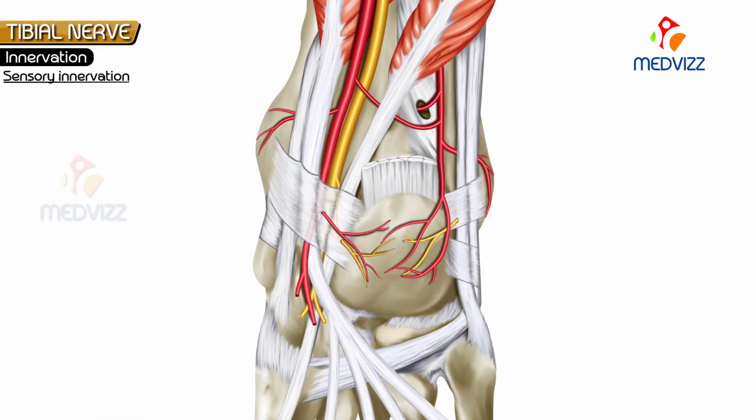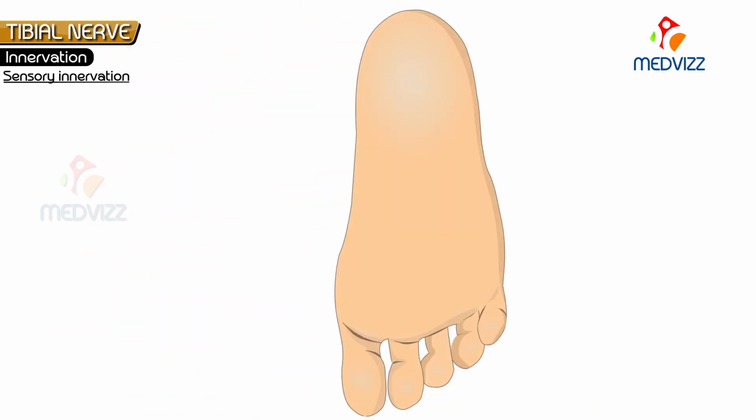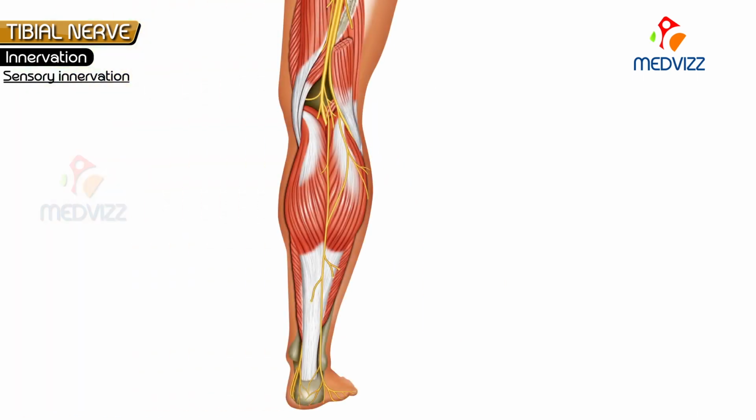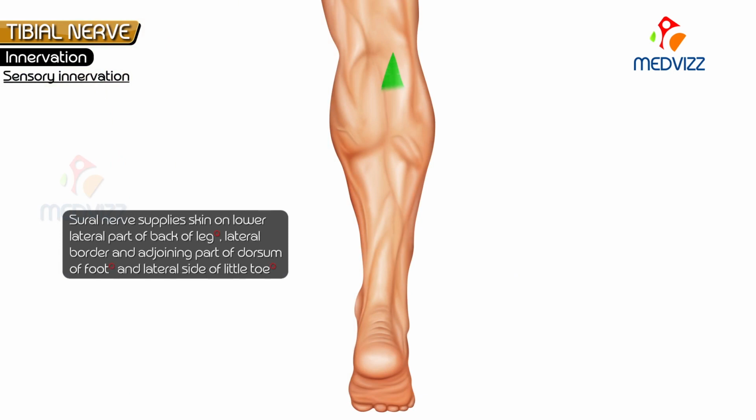What is the sensory innervation? Medial calcaneal branches are the ones which pierce the flexor retinaculum and supply the skin of the back and lower surface of the heel. We know about the sural nerve, which is a branch of the tibial nerve, supplies the skin on the lower lateral part of the leg, lateral border and adjoining part of the dorsum of the foot, and lateral side of the little toe.